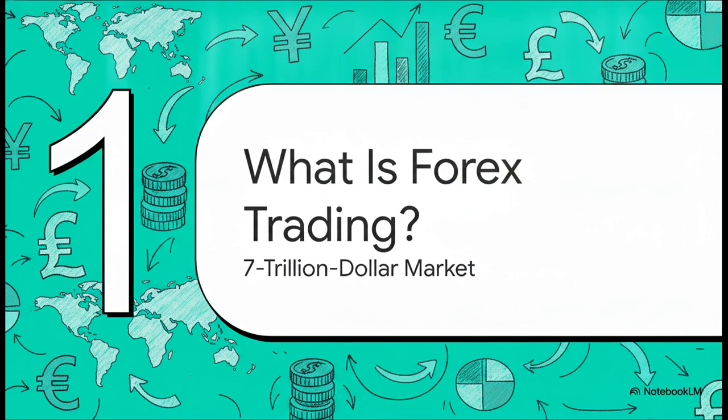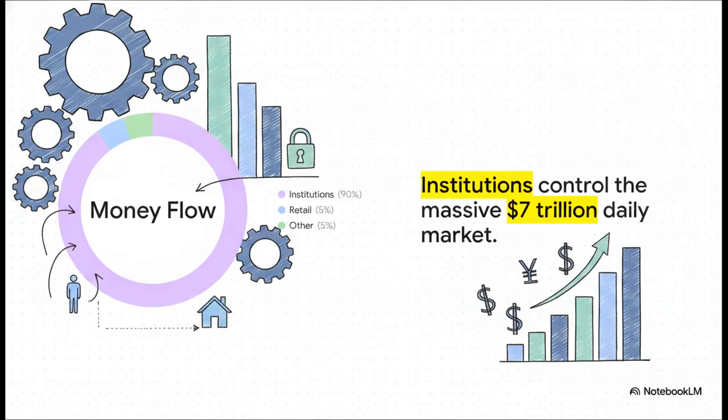Starting with stage 1, what is Forex trading anyway? Let's take a look at this absolute behemoth of a market. The foreign exchange market is staggering. We are talking about an average of $7 trillion changing hands every single day. $7 trillion! But you really need to look at who is actually doing the trading here. Over 90% of that money flow comes from massive institutional players. We're talking central banks, mega hedge funds, and giant investment firms. Normal retail traders, which includes you and me sitting at home at our desks, we make up a tiny 5% sliver of the market. Understanding this massive imbalance, that's your very first step in realizing exactly how we have to play this game.